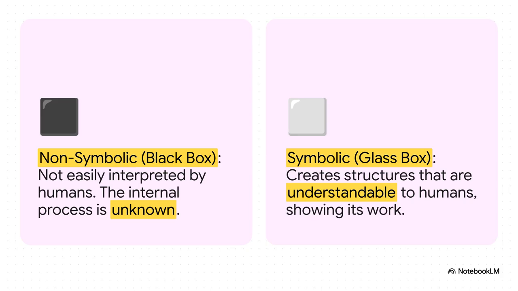So on one side, you've got what are called non-symbolic or black box systems. You put your data in, an answer pops out, but you have absolutely no idea what calculations or logic happened in the middle. Then on the other side, you've got symbolic or glass box systems. These actually create something we can understand, like a set of rules or a decision tree that a person can look at and follow. Basically, they show their work.